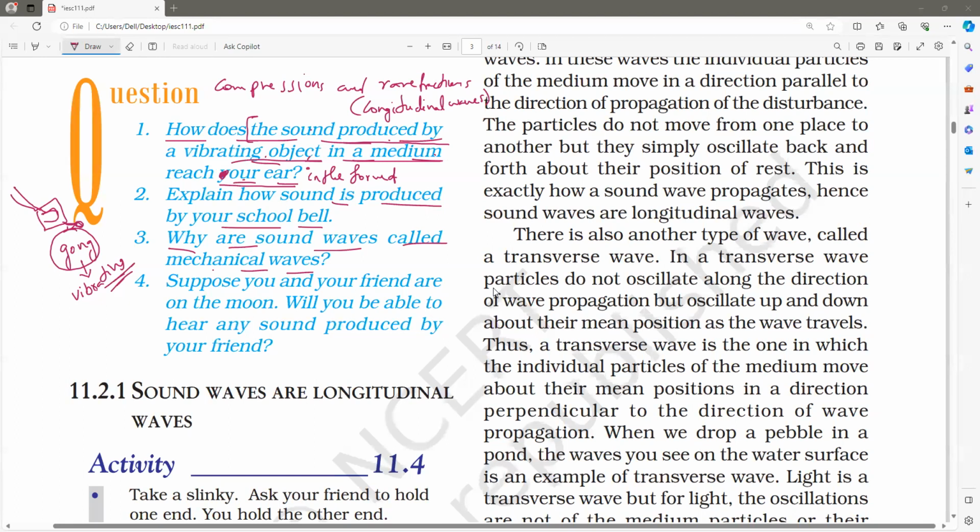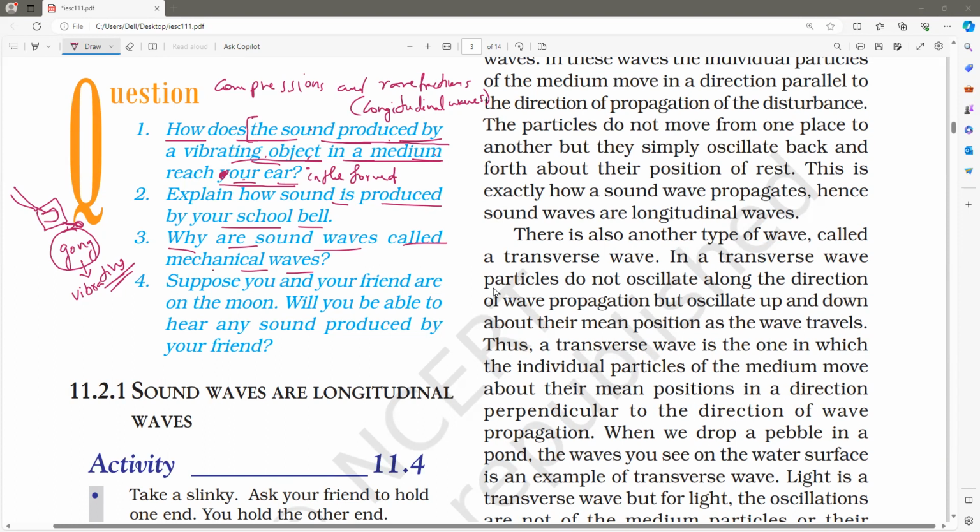Sound waves propagate in the form of compressions and rarefactions. Mechanical waves. I have taught you 4 types of waves. Can anybody tell me the 4 types of waves we studied? One is transverse waves. Another one is longitudinal waves. And the third one is mechanical waves, and the fourth one is electromagnetic waves.